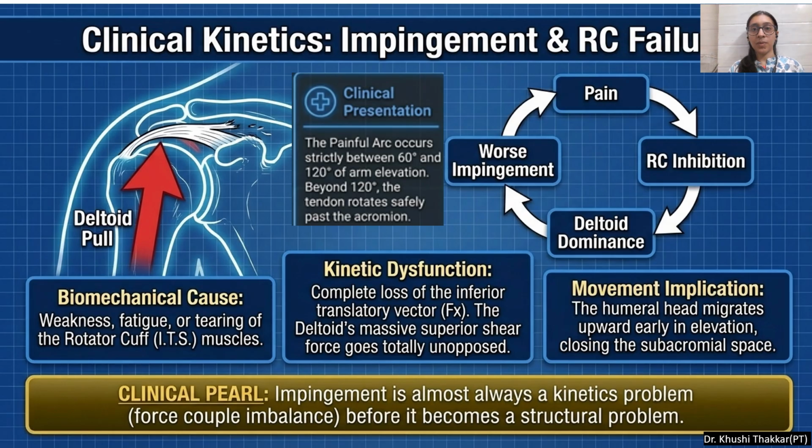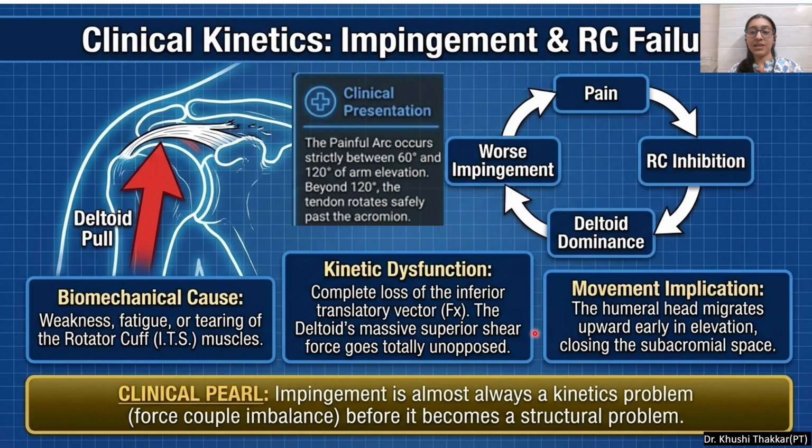Now that we are thorough about the normal biomechanics, kinetics and kinematics of shoulder complex, we can discuss about the pathomechanics. Let's come to impingement and rotator cuff failure. Now we discussed that deltoid has a superiorly translatory force which cannot be offset by anyone but only the rotator cuff muscles. What if these muscles themselves undergo weakness, fatigue, or there is tearing of these muscles? Now, the deltoid superior translatory component is not going to be offset by any inferiorly directed components. That is, deltoid's massive component is going to be unopposed.